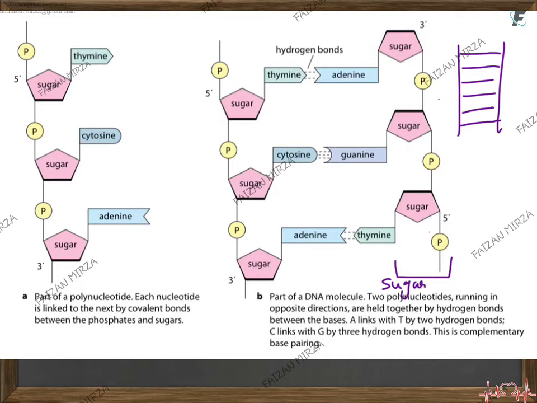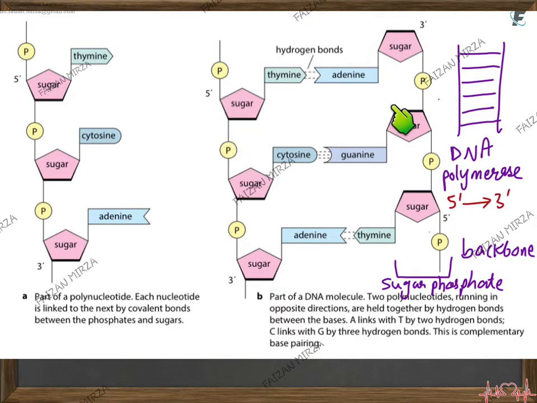This is a polynucleotide. You can see this is a single polynucleotide. This is the DNA molecule, a part of a DNA molecule. One strand is upright, and the other part is reverted, you can say it's upside down or inverted. This one is upright. The hydrogen bonds are present between guanine and cytosine, and adenine and thymine.